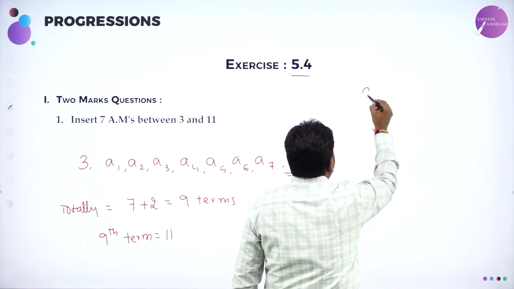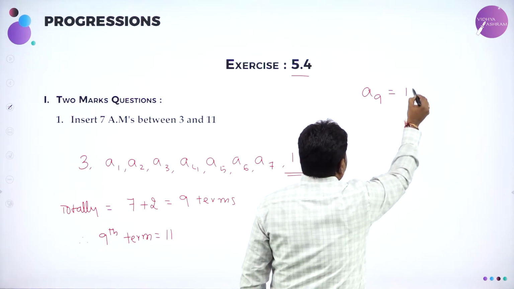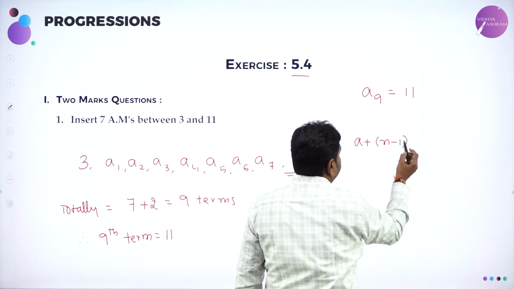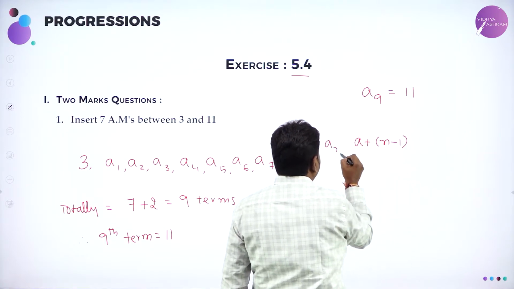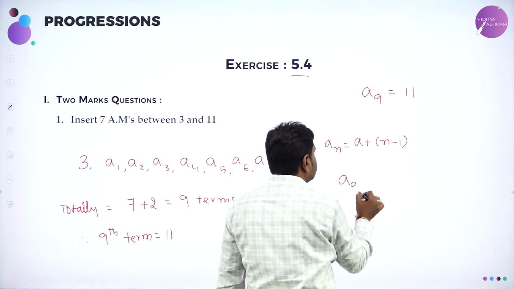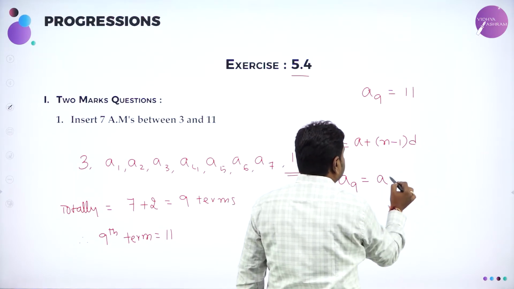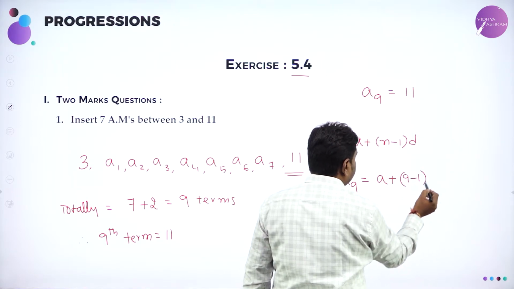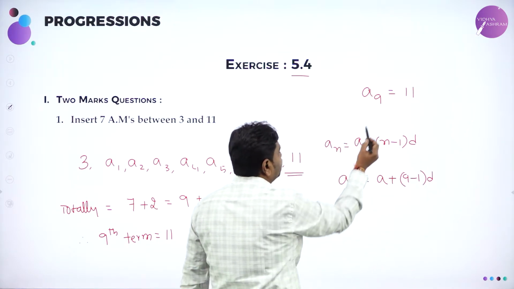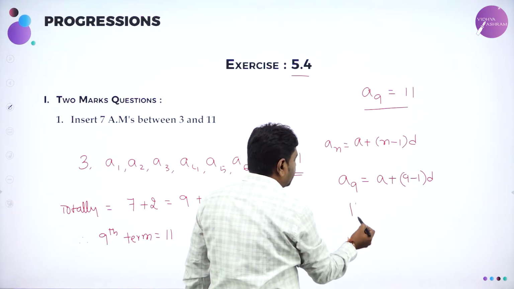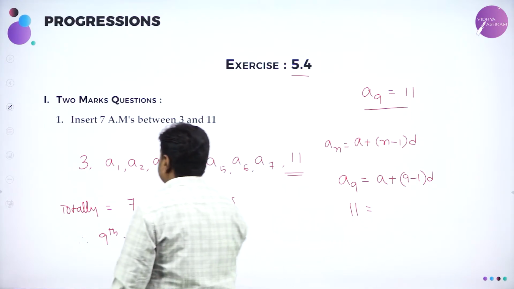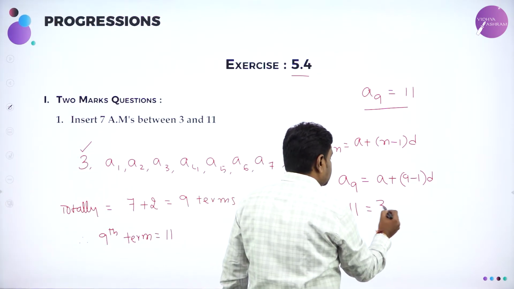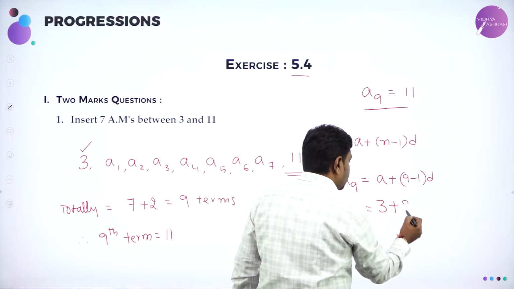A9. A9 is 11. If you know A9 is 11, all of you know a plus (n minus 1) into d is the general term, the nth term. An is what? a plus (n minus 1) into d. A9 is what? a plus (9 minus 1) into d. A9, what is A9? 11. In the place of A9, I'll put 11 is equal to a. a means the first term. What is the first term now? 3 is the first term. a is 3, plus (n minus 1), 9 minus 1 is 8d.